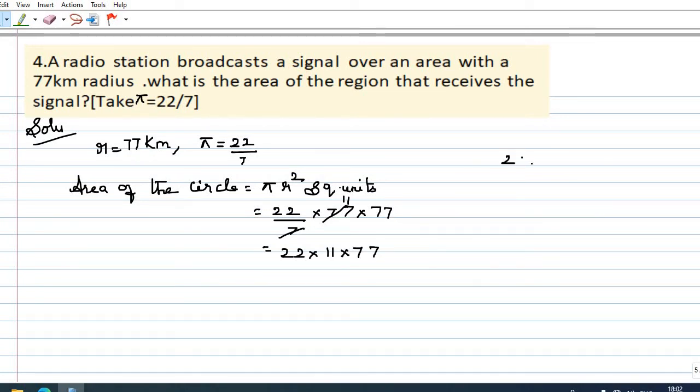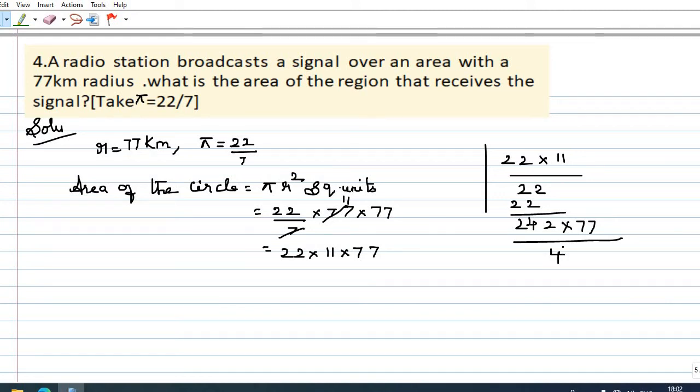Just I am going to do this in the rough column. 22 into 11 is what? 2, 2, 2, 2. So 2, 4, 2. Again I am going to multiply with 77. 7 2s are 14, 1 carry over, 4 7s are 28. 28 plus 1 is 29. Again 2 carry over, 7 2s are 14, 15, 16. Okay, again 1 6 9 4.